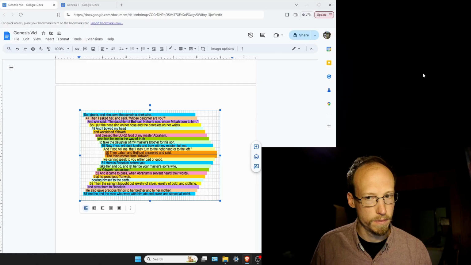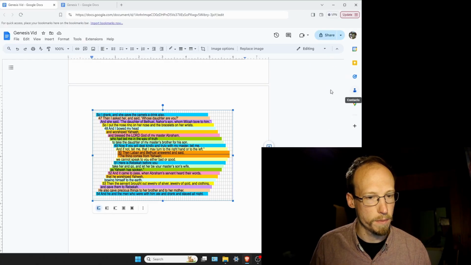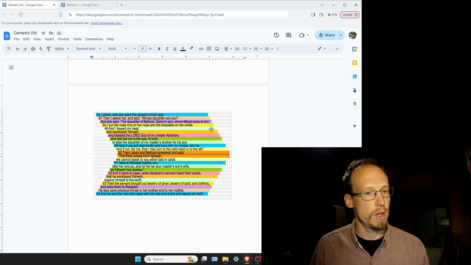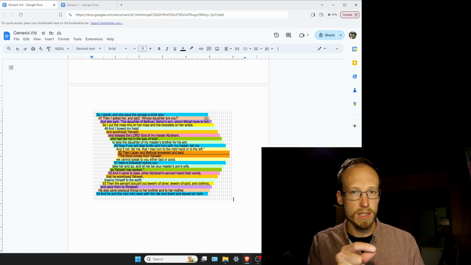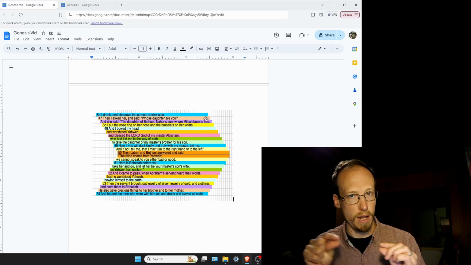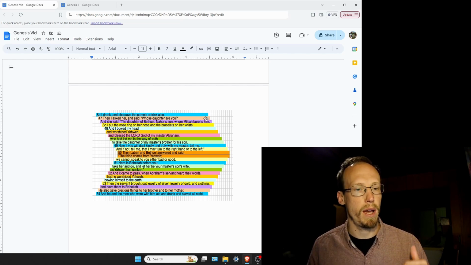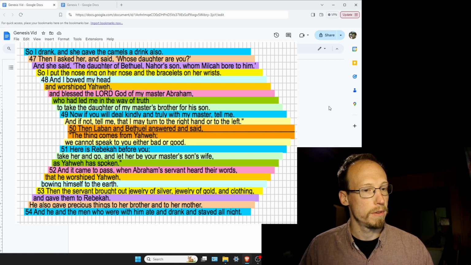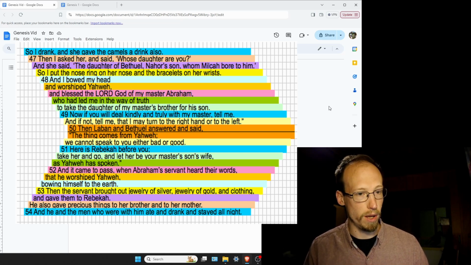So one example, let me get my program out of the way here. This is a passage right out of Genesis. You don't pay attention to every single detail in the way that this is broken out line by line, but you can see the pattern as we go here. This is Abraham's servant. He's going to get a bride for his master's son. So he says, so I drank, and she gave the camels drink also. He shows up at the well.